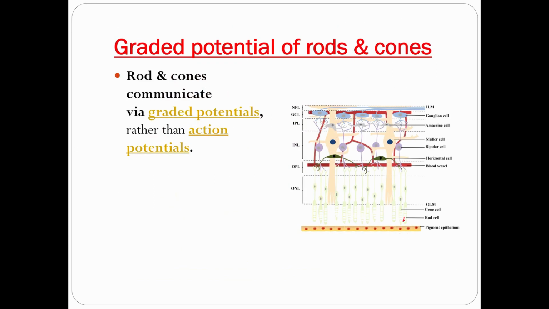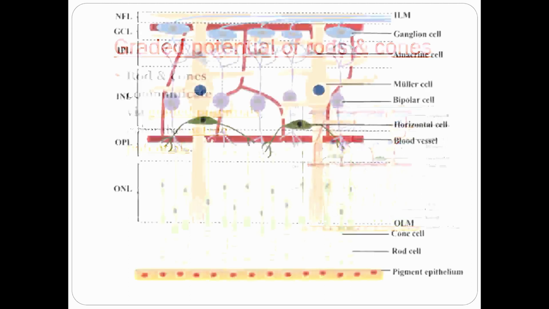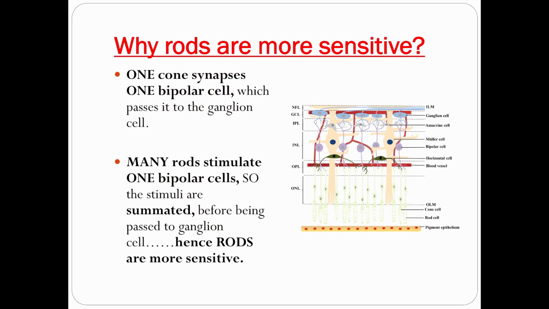And the rods and cones which have been stimulated, I told you they have graded potential. Rods and cones communicate via graded potential, not action potential. It is not the all or none law; it depends upon the intensity of the photons, the amount of light. More intensity, more potential; less intensity, less potential. Action potential is either yes or no, all or nothing, either none or full. Graded potential is just like your receptors; all receptors have graded potential.